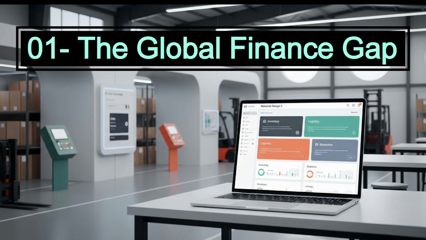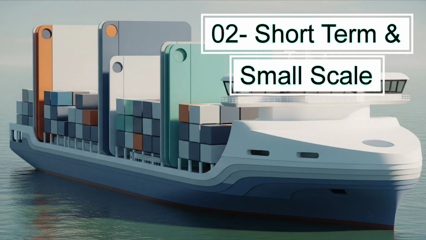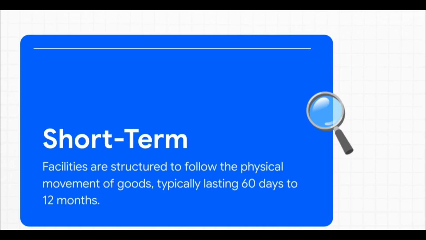Okay, now that we get the why, let's move on to the how. Section 2 introduces our first pair of core features: the fact that these financial tools are both short-term and relatively small scale. So, what does short-term mean here? Well, think of it like this. This isn't a 30-year mortgage.